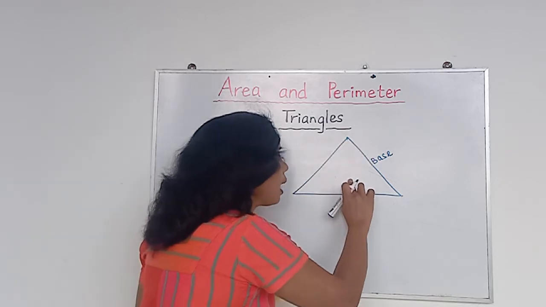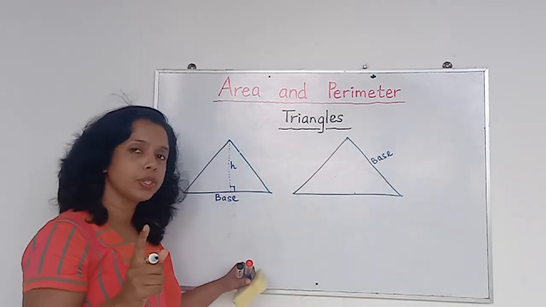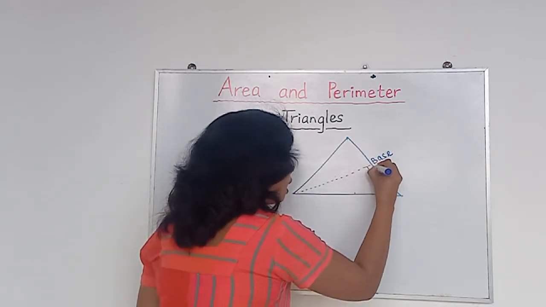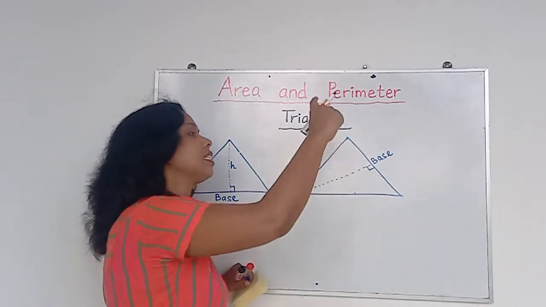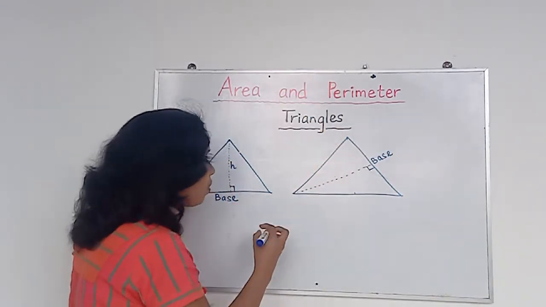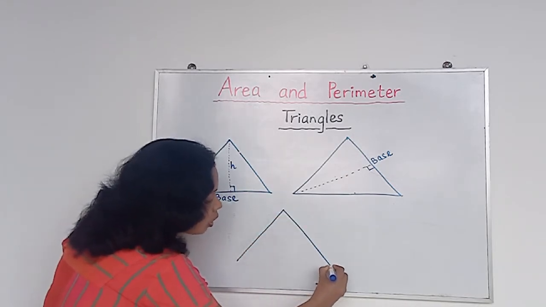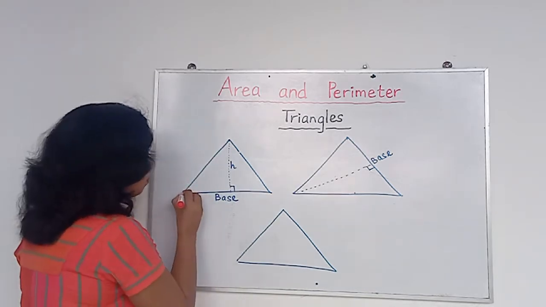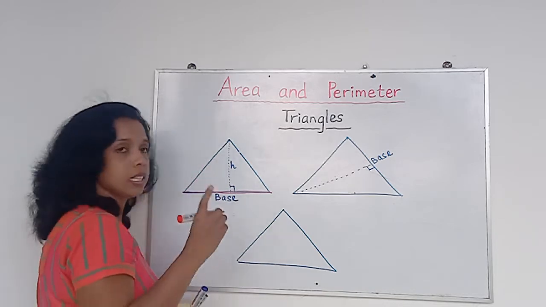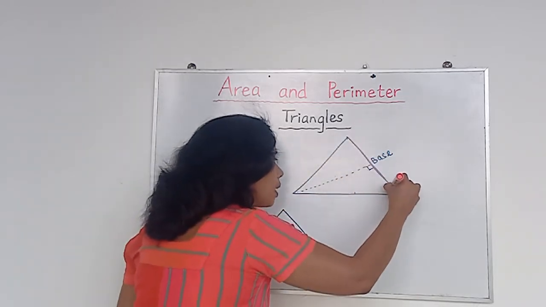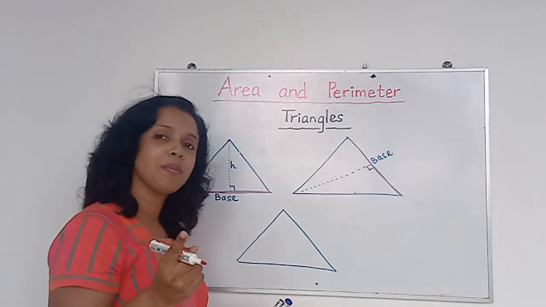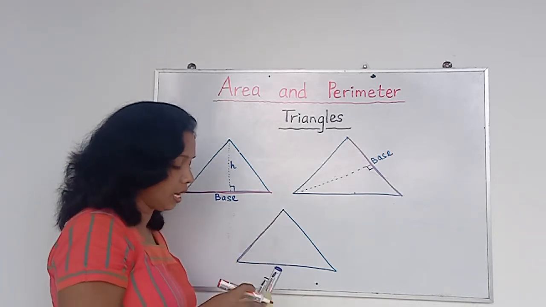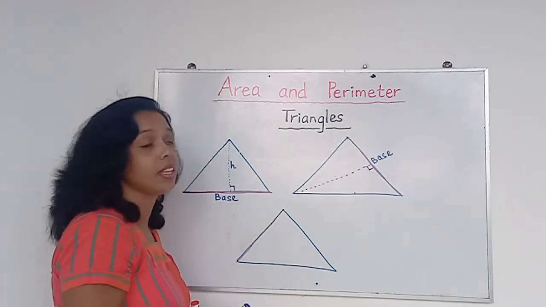But now I want to select this side as the base. If so, what perpendicular height should I consider? The line which I have drawn against that particular base. Another example, the same scenario, the same triangle. Earlier, the first time, I selected this side as the base. The second time, I selected this line as the base. Now I am going to select this line as the base. If so, children, tell me how you are going to find the perpendicular height.